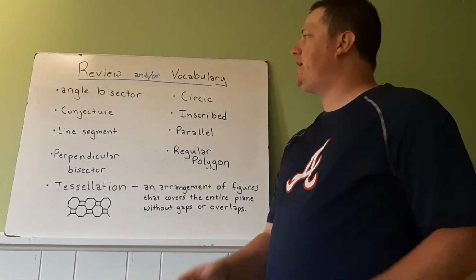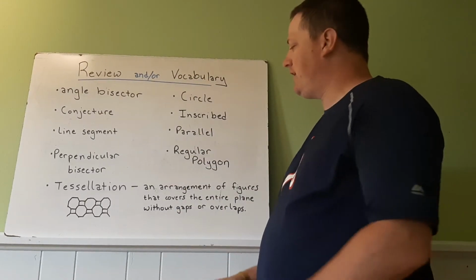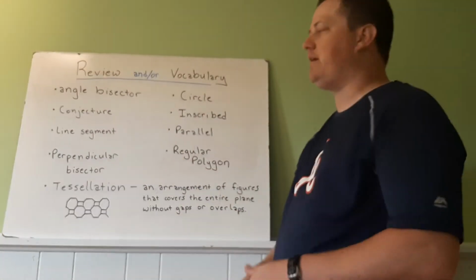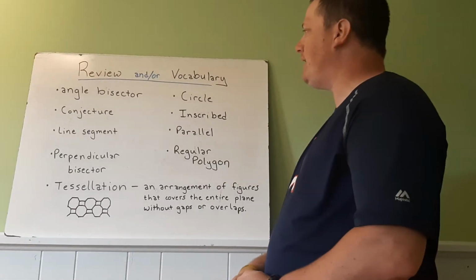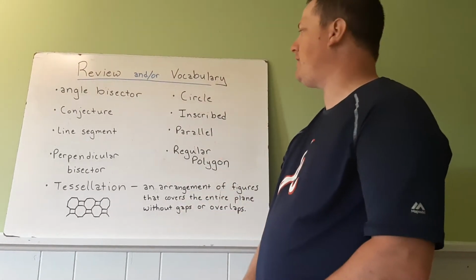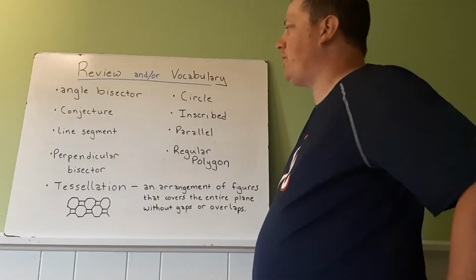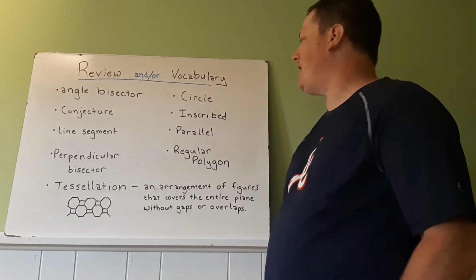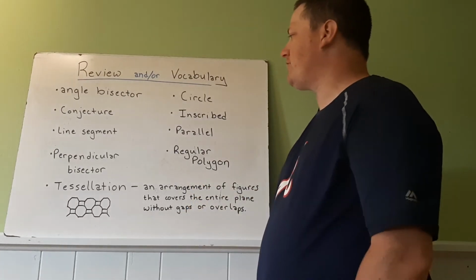All right, so here we have some review and vocabulary. Most of the words for this lesson are reviews. So we have angle bisector, the segment or line that cuts an angle into two equal angles. We've got circle, which is all the points that are the same distance from a center. Conjecture is what we're trying to prove or disprove. An inscribed shape is one that is in another shape.